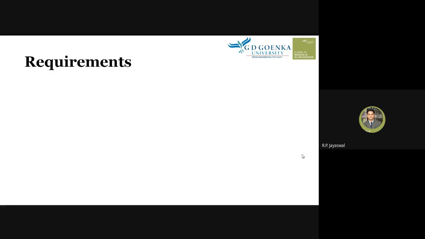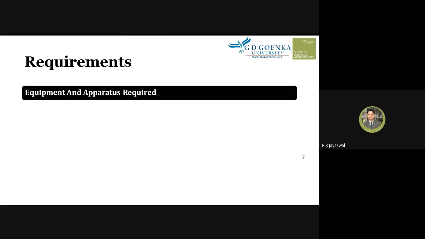Let's know the requirements to perform the cholesterol test. If the doctor has prescribed a serum cholesterol test, we have to collect the sample from the patient, right? And in the laboratory, we require some things so that we can do the manual test. Equipment and apparatus required are colorimeter, centrifuge, autopipette, test tubes.